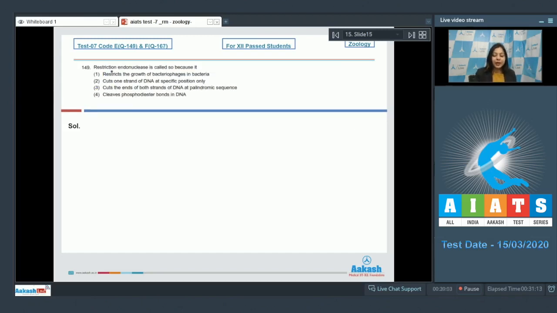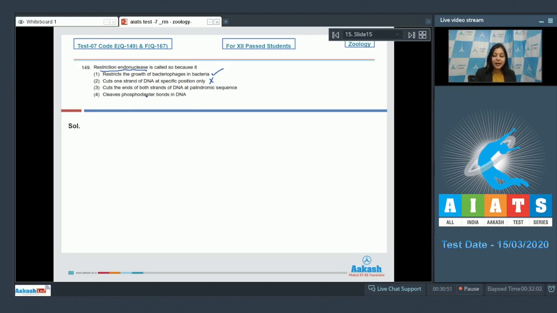Question number 149. Restriction endonuclease is called so because it restricts the growth of bacteriophages in bacteria. This is the correct answer. Restriction endonucleases, they restrict the growth of bacteriophages in bacteria and hence safeguard them from infection. Number 2, cuts one strand of DNA at specific position only. This is an incorrect statement as restriction endonucleases cut both strands of DNA only at palindromic sequences.